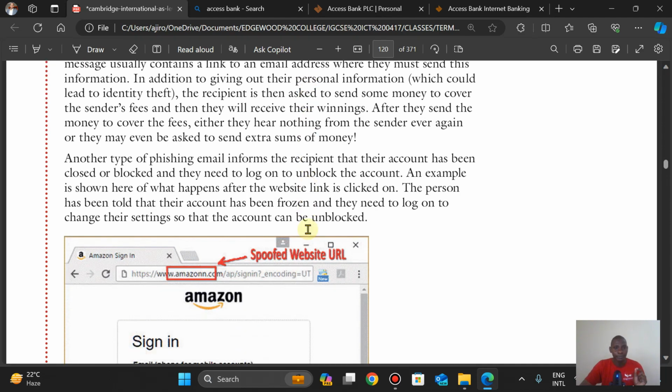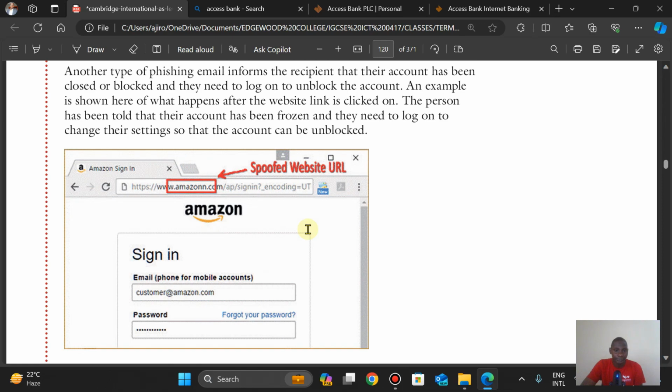Another type of phishing email informs the recipient that their account has been closed or blocked, and they need to log in to unblock the account. Yes, please take note of that. When you're logging in to a website, always check the URL. I know you're A-level students, but there's a video in O-level chapter 10 on communications where I talked about the URL and how to slice it so you know which part is which.